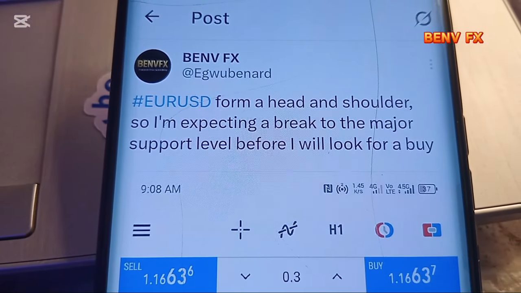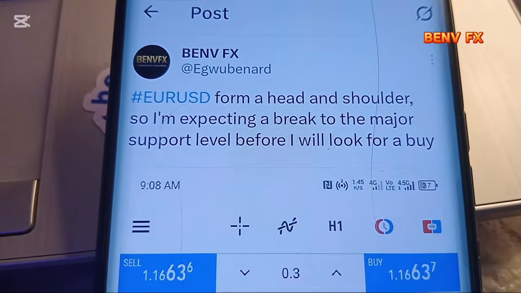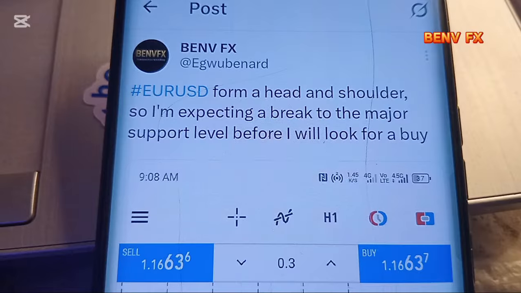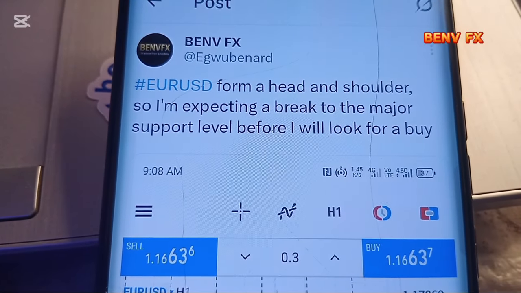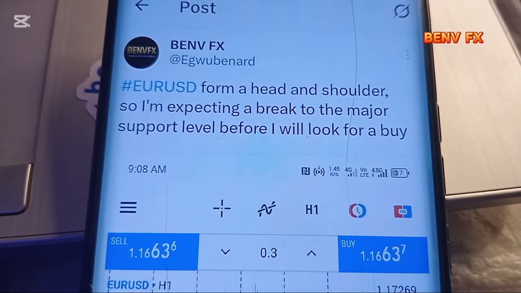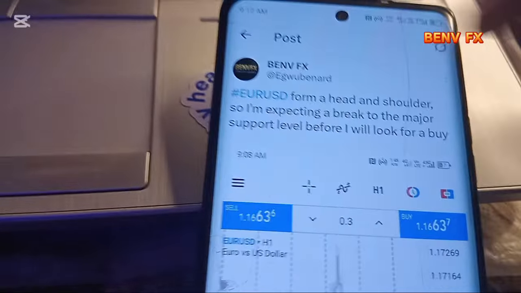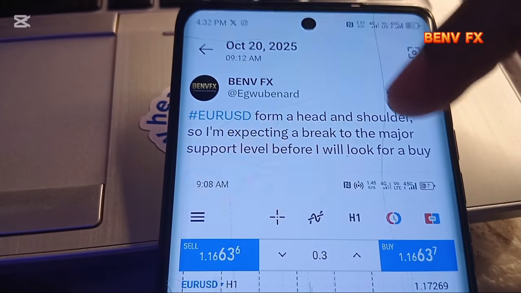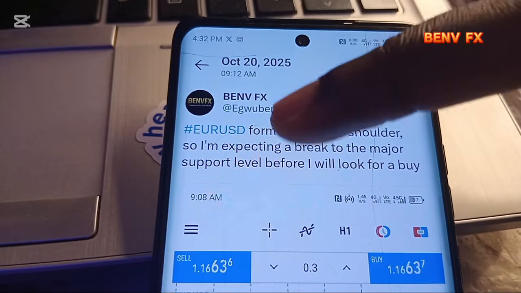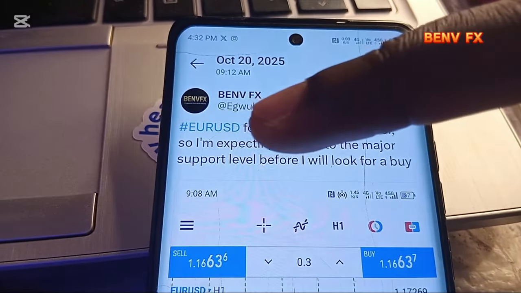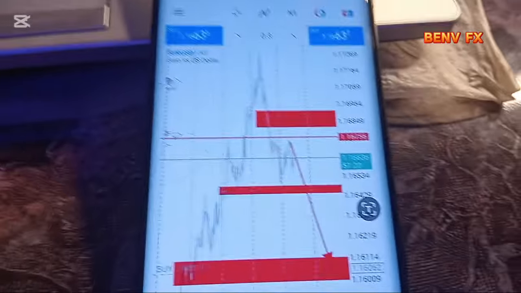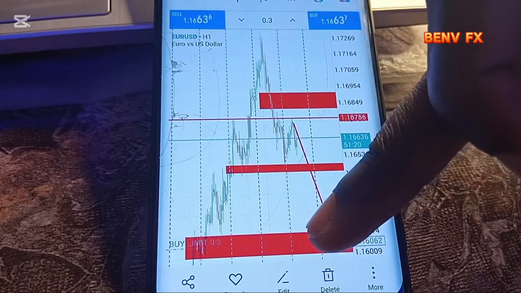I say Euro USD formed a head and shoulders, so I'm expecting a break to the major support level before I will look for a buy. This is it here: Euro USD formed a head and shoulders, so I'm expecting a break to the major support level before I will look for a buy. And here is the major support level.